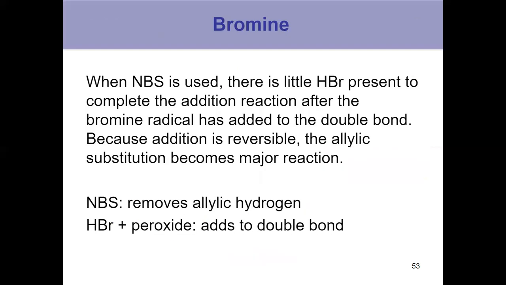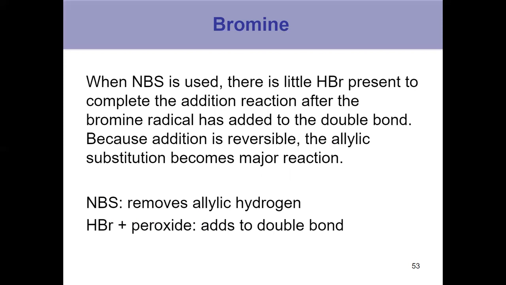Okay, if you use NBS, N-bromosuccinimide, there's too little HBr present to complete the addition reaction after the bromine radical is added to the double bond. So we're taking advantage of that. We don't have the HBr present. It jumps back because it's a reversible reaction, and then the substitution becomes the major reaction.